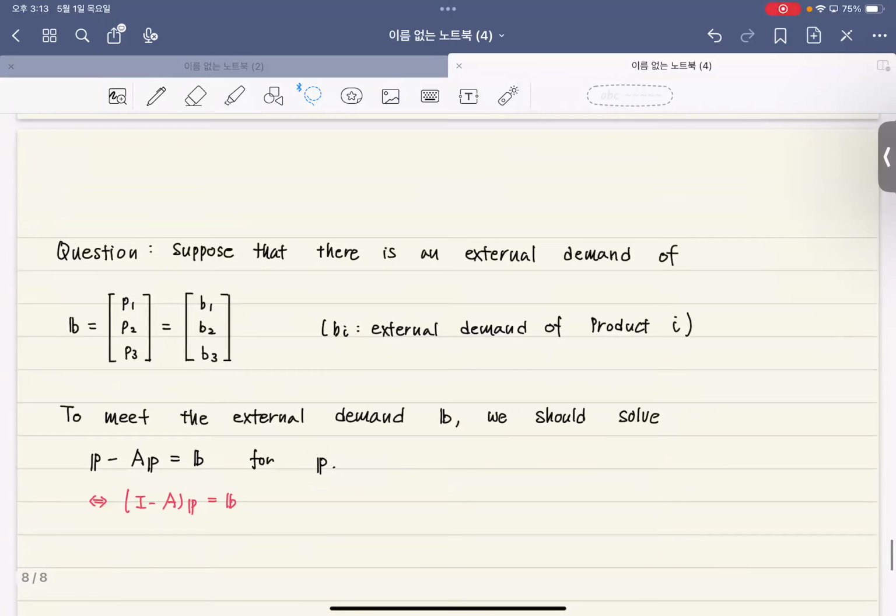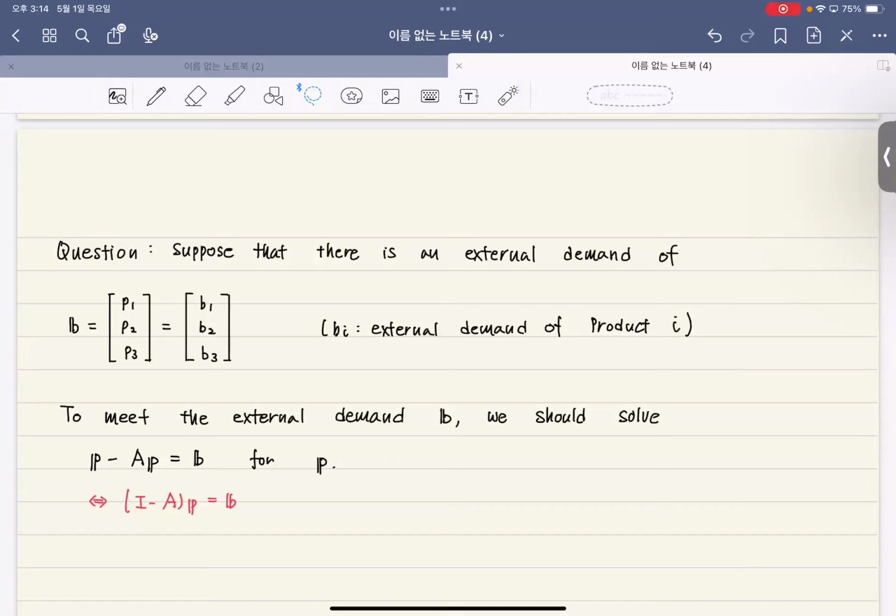The question is, suppose that there is an external demand. Some sort of dictator or governor requires you to produce this many units of product number one, product number two, and product number three. Can you do this? If your economy is not working, then you might need more product than you can actually produce. In that case, your economy is doomed to collapse, because even if you struggle to produce more and more, eventually you're losing product. Therefore, your economy cannot sustain it anymore.